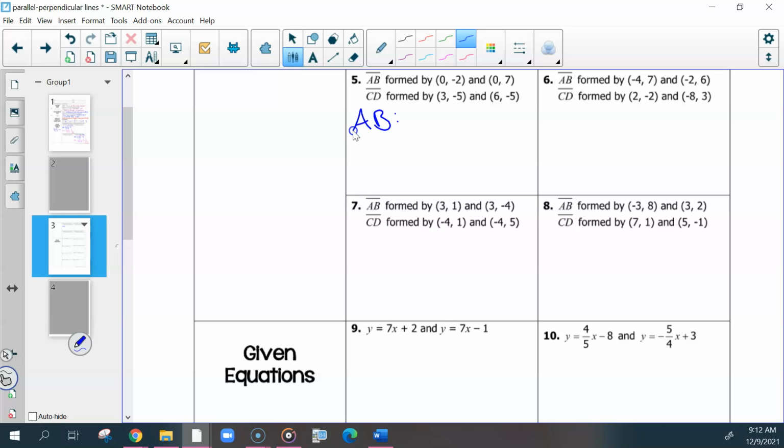Alright, so for number 5, find the slope of AB. 7 minus -2 over 0 minus 0. Here we get 9 over 0. So my back page and your front page are the same for this one. Just don't flip pages. Your 5 is on the front.